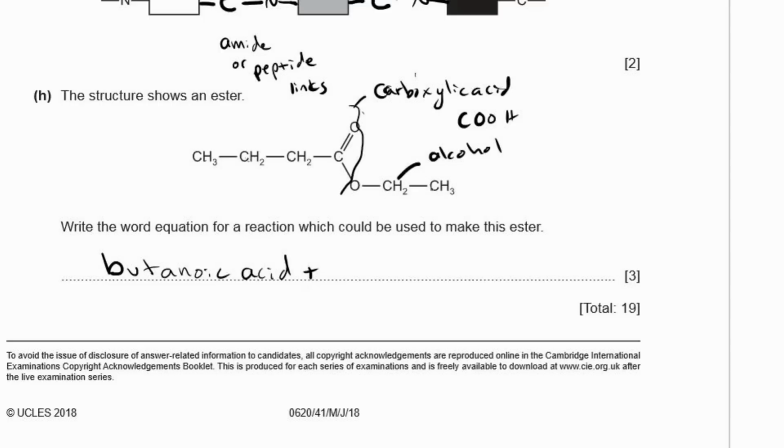Plus 2 carbons on this side, monkeys eat, it's E, ethanol, produces ethyl butanoate, plus, so this would be C, that would have an OH there, and that would have an H. Those OH and H join together to produce water. All right, so butanoic acid plus ethanol produces ethyl butanoate plus water.